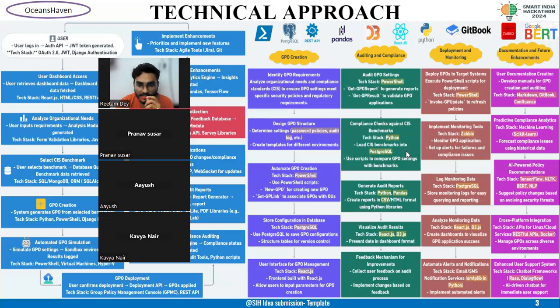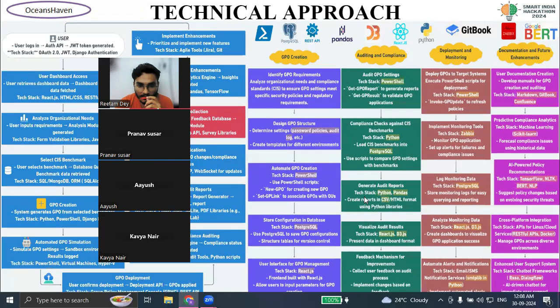We load CIS benchmarks into PostgreSQL. We use scripts to compare GPO settings with benchmarks. Then we generate audit reports. The tech stack used here is Python and Pandas. We create reports in CSV format using Python libraries.